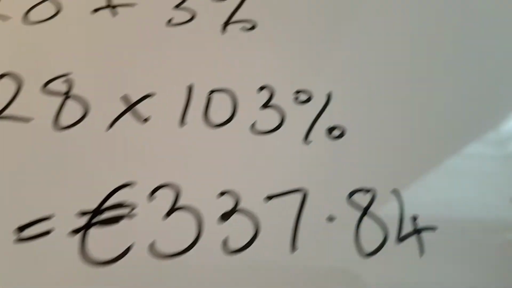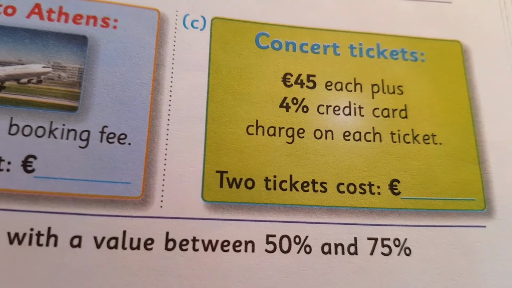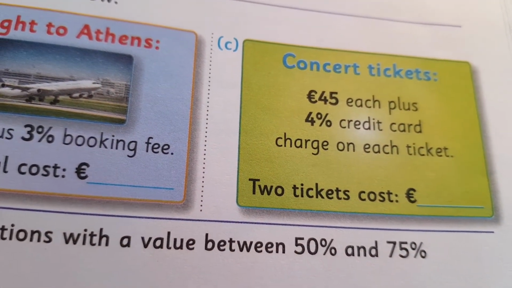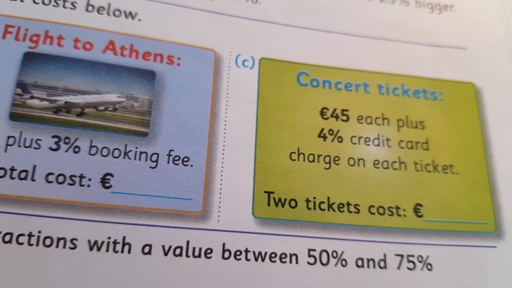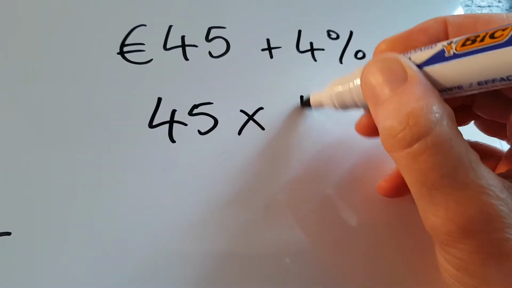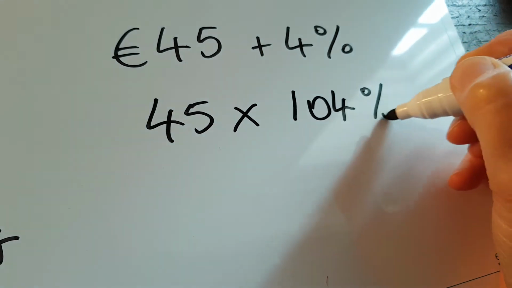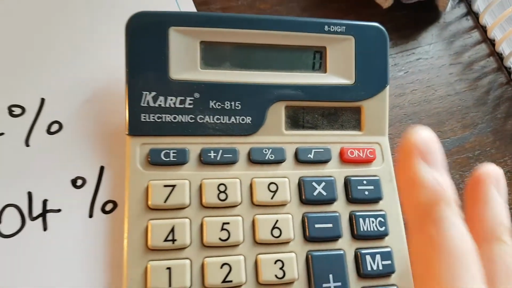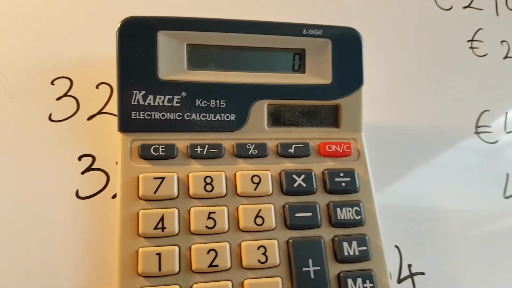And then the third one, this was a little tricky, the concert tickets. So they're €45 each, plus 4% charge on your credit card. So we're going to do 45 times 104%. That will be one ticket. So what will I have to do to get two tickets? I'll have to times it by 2.